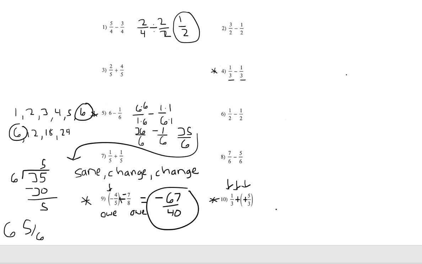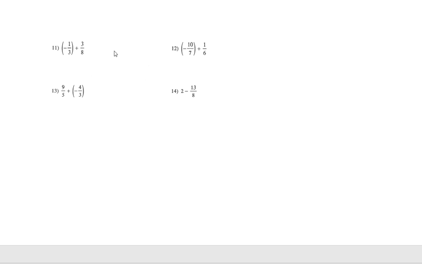So what we really have now is 1/3 plus 5/3. And we're lucky on this one because we already have common denominators. So 1 plus 5 is 6. 3 is our denominator. So 6 divided by 3, that gives us a whole number of 2. Okay, let's go ahead and look at number 12.